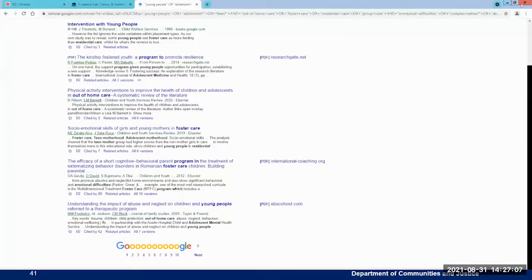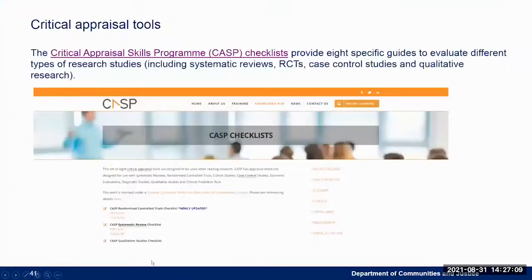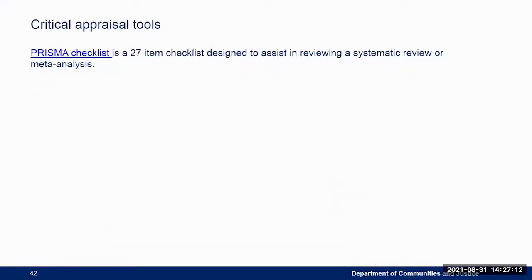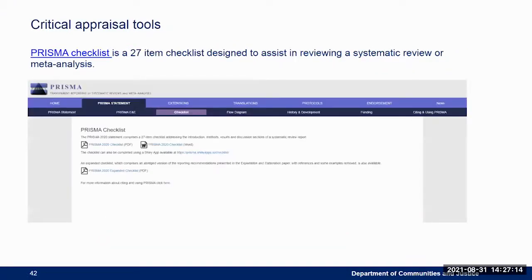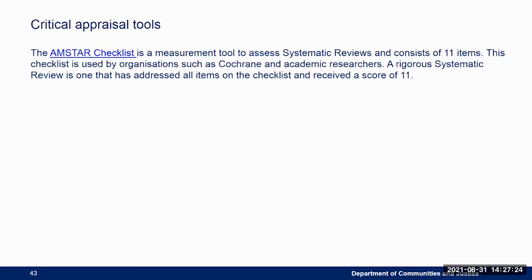The other 2 are much more for academic researchers. One is the PRISMA checklist. It's a 27-item checklist designed to assist in reviewing a systematic review or meta-analysis. So it's quite high level. And the AMSTAR checklist, again, is mainly used by academic researchers and Cochrane, and it's again to review systematic reviews. If a study has checked off all 11 on the checklist, then that means it's a really good, high quality systematic review.